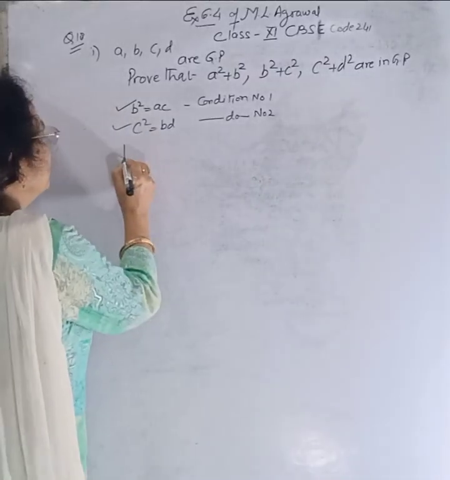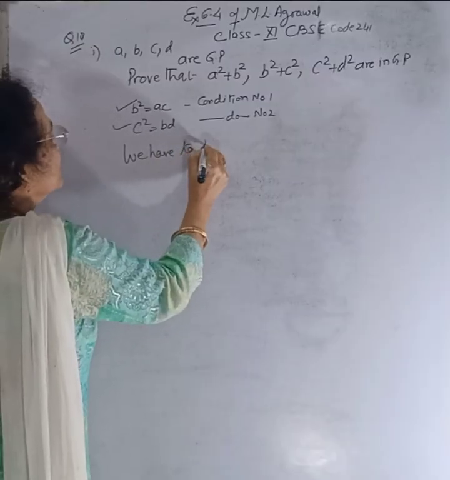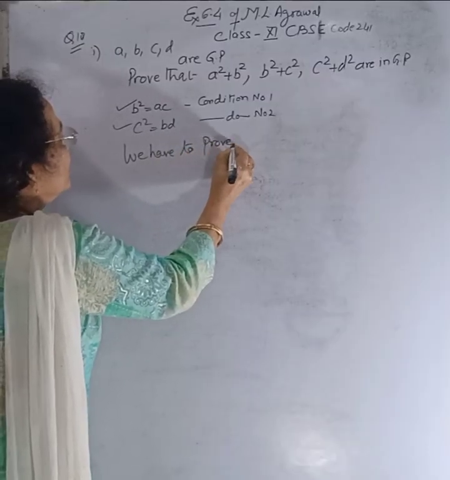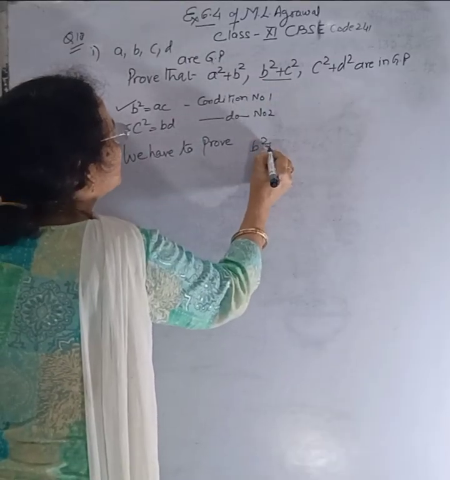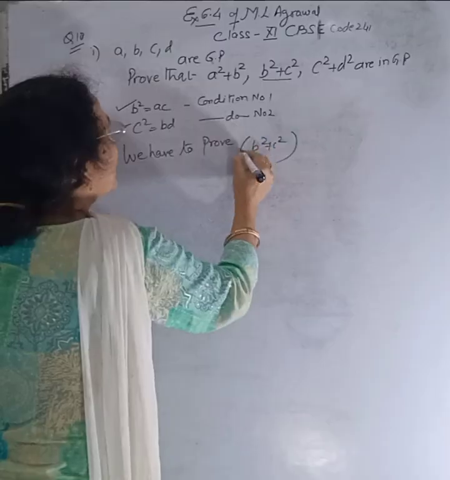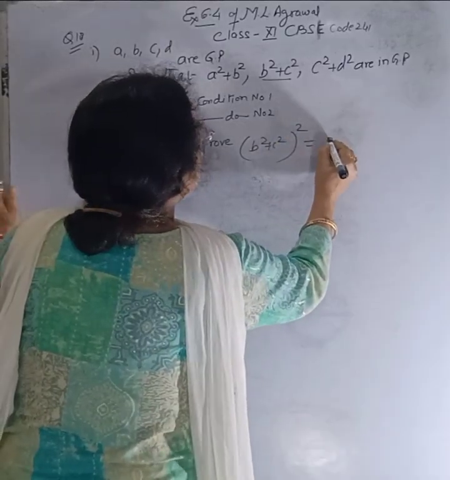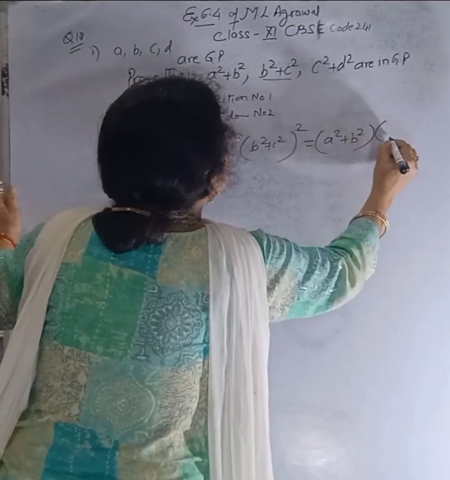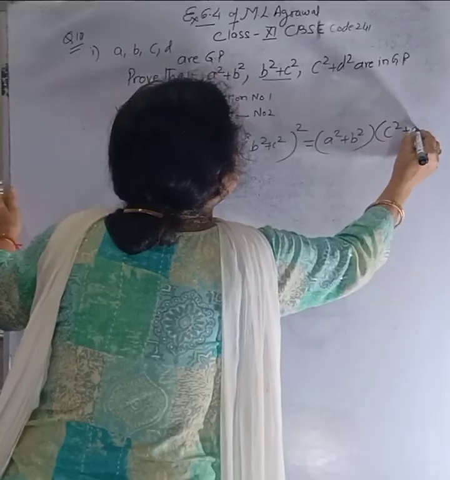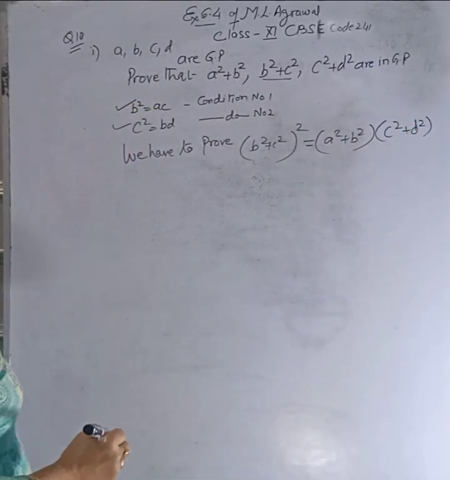It means we have to prove, what do we have to prove? That the square of the middle term, that is B square plus C square whole square, will be equal to A square plus B square into C square plus D square. This is to be proved. Okay.